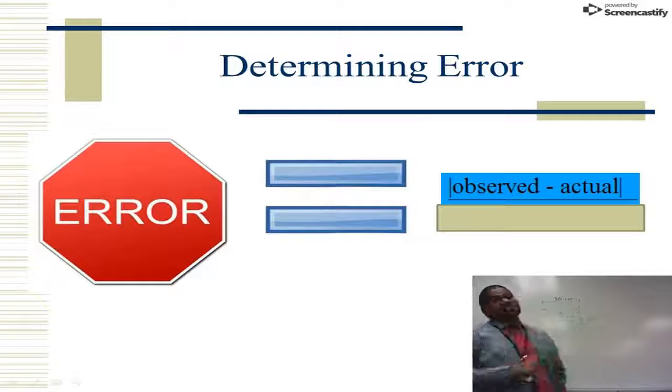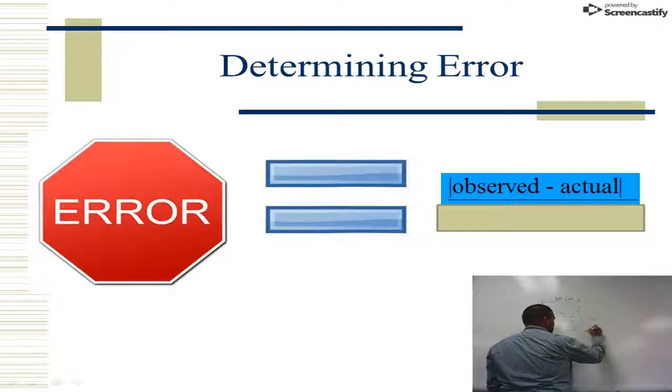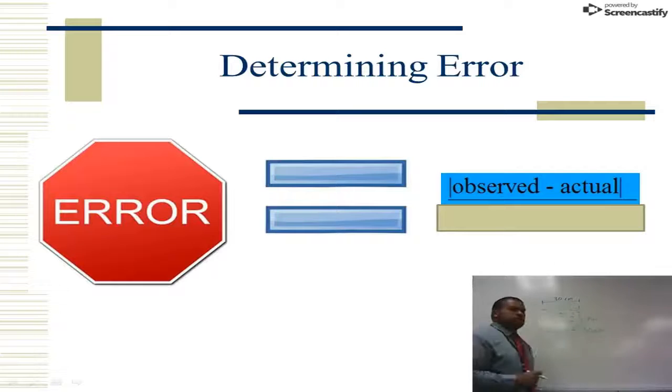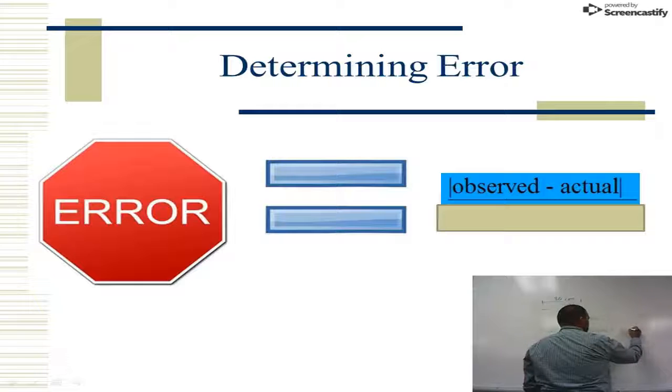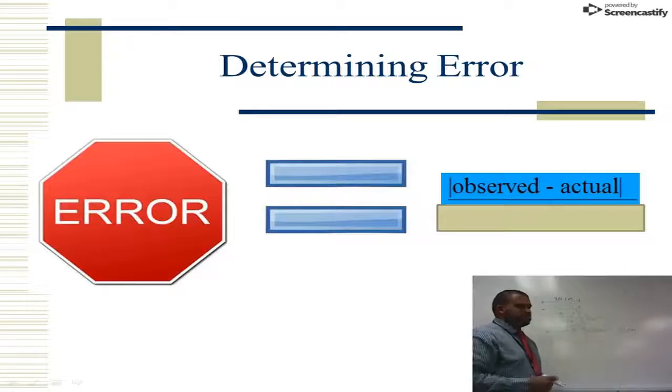Oh, I see. Well, we're going to take our observed. This is what we actually observed, what we actually measured out. We went out and we took a little tiny ruler and we got these numbers ourselves. Let's just say we used 20 centimeters. We actually observed 20 centimeters. Now we subtract what it's supposed to be, 30 centimeters. So we were off by how many centimeters? We were off by 10 centimeters.